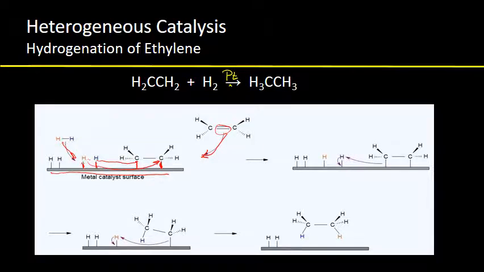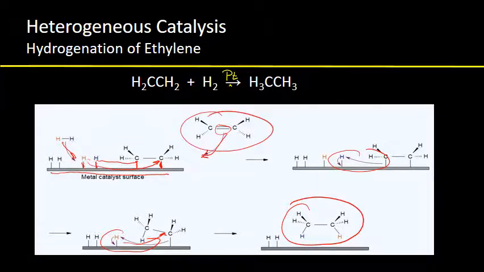And then once you have these two individual hydrogen atoms, they can come and interact with those carbon atoms, right? That's what's being shown here and here. Those hydrogens interact with the carbon atoms to form this new product. So it's the ability of the hydrogen molecule and this ethylene molecule to interact with that metal surface, which weakens the bonds and allows the old bonds to break, and makes it possible for new bonds to form.